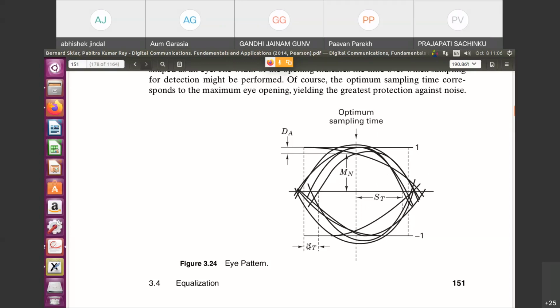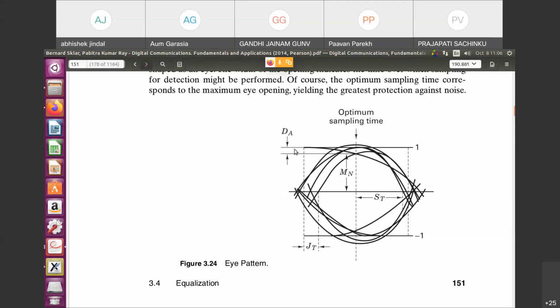Then J of t is timing jitter. Okay, now these are two separate terms. One is S of t and one is J of t. I will go back to the notes and explain it to you in some more detail. First, let us see what is D of A. So D of A is measure of distortion caused by ISI.